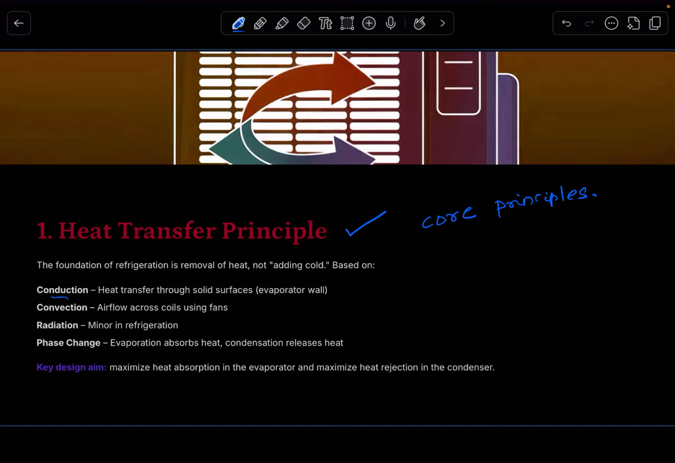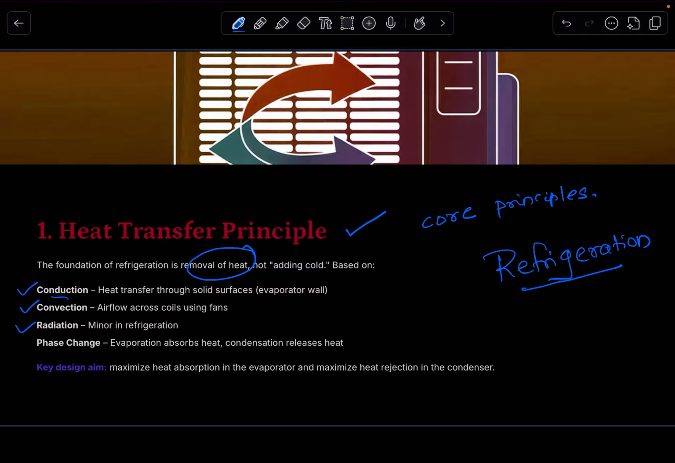We all know that the foundation of refrigeration is basically removal of heat. What we call refrigeration is basically removing the heat, and this removal of heat or the mode of heat transfer could be by conduction, by convection, or by radiation. Fundamentally, the major modes of heat transfer in this refrigeration system are conduction and convection. Radiation has not much role to play.